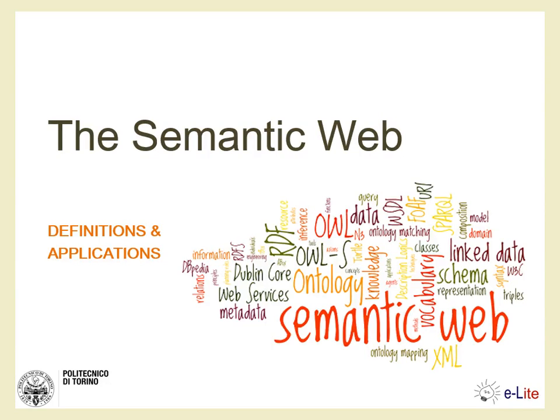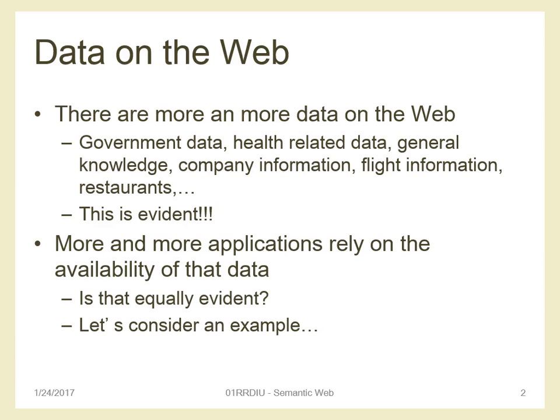Work now. So let's start with a simple example. You all know it's very evident that the web is full of data. Most of it is not useful for us, some of it is useful. But we are full of government data, health-related data, knowledge of any kind, information about companies, information for organizing travels, flights, hotels, restaurants, everything. So this is very evident.